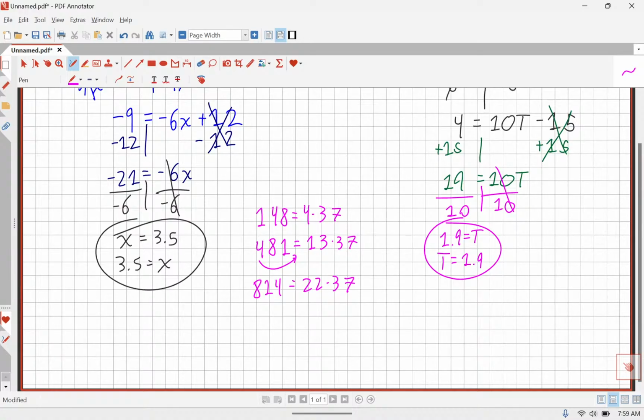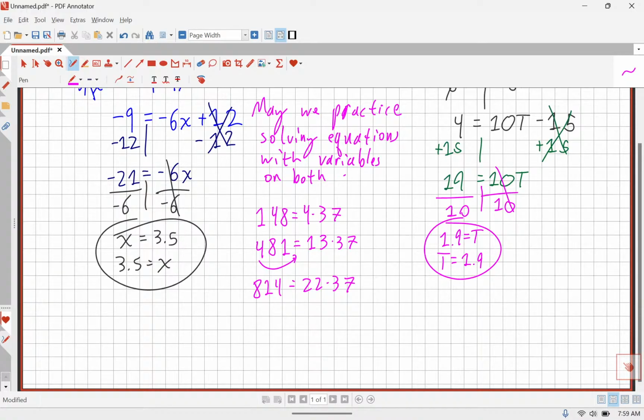Alrighty. What's our first essential question? And I would love to get that from Izzy. Awesome. May we practice solving? Go ahead and write this down for me. Equations with variables on both sides. Okay.